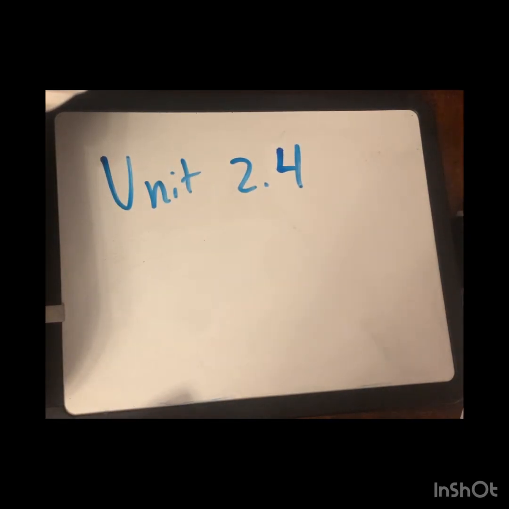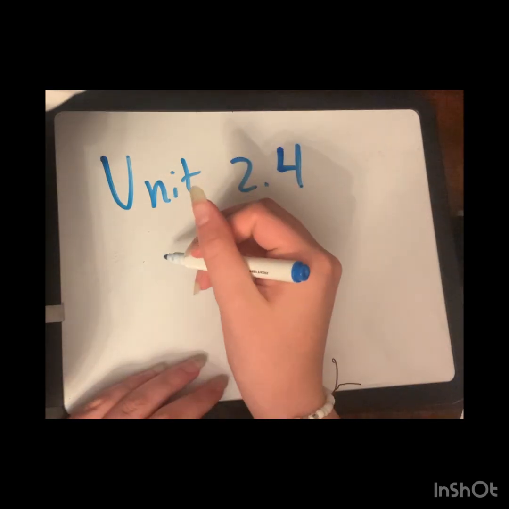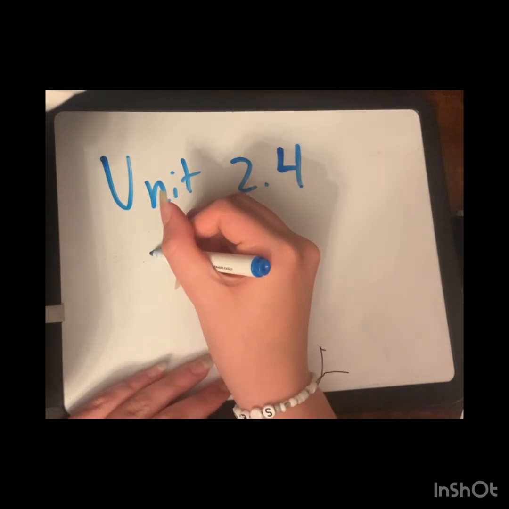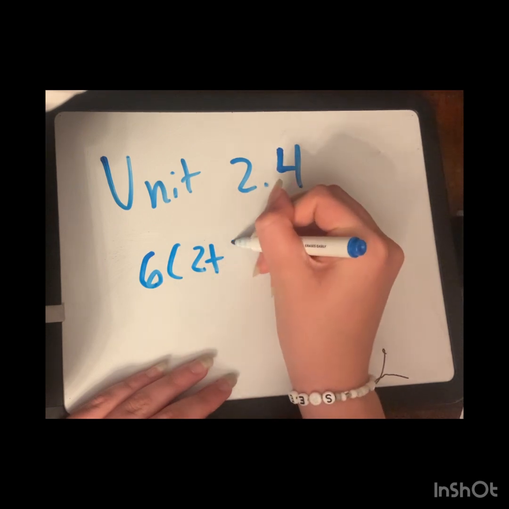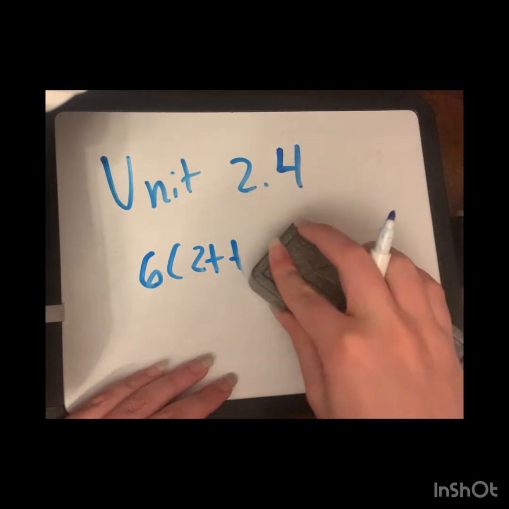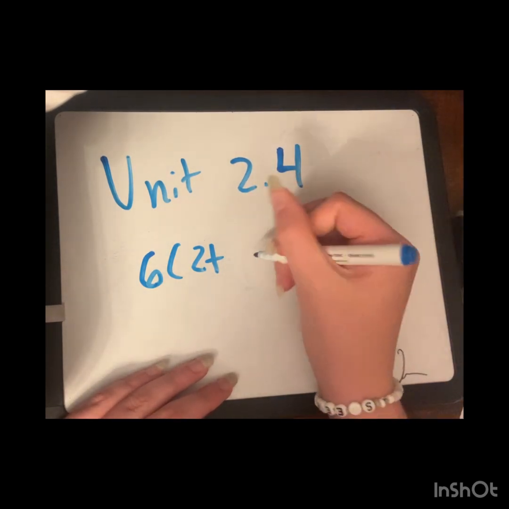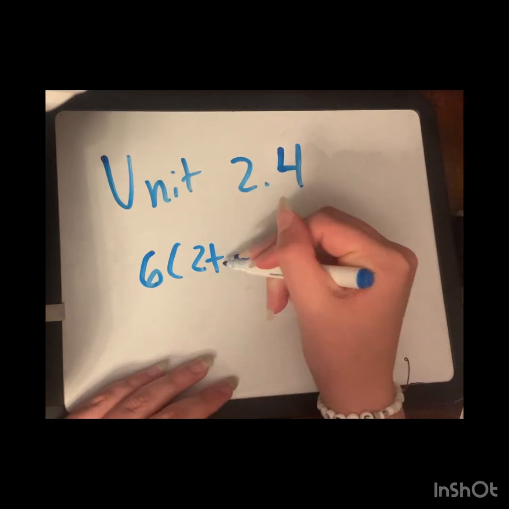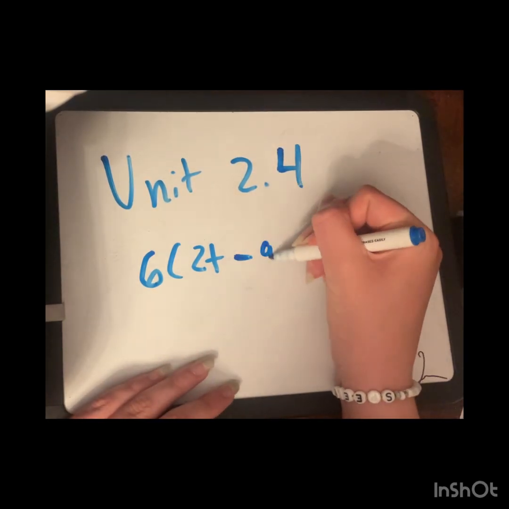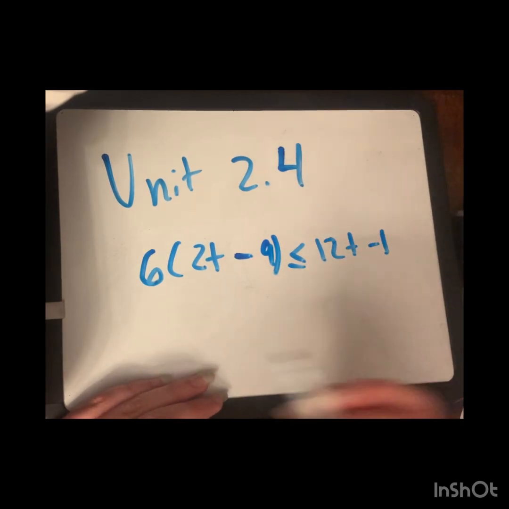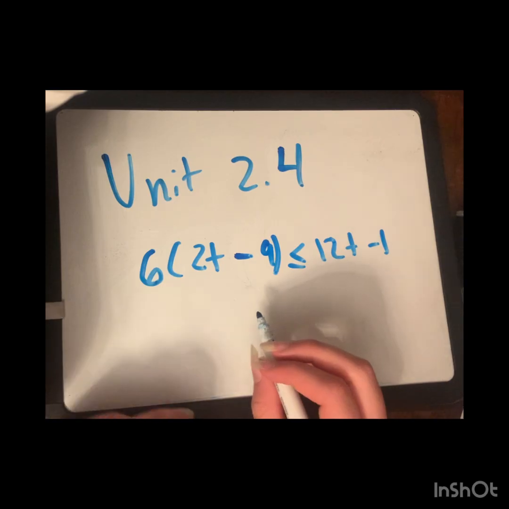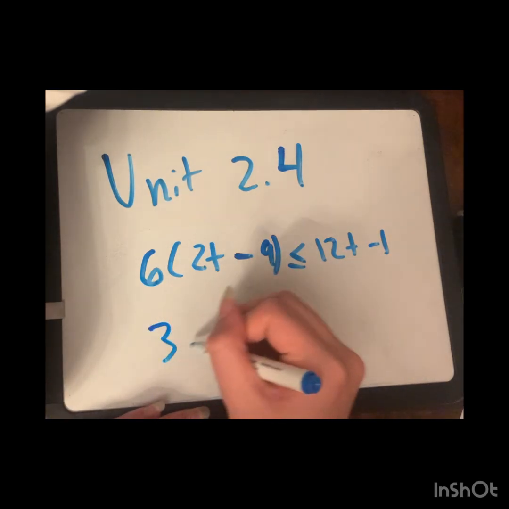Okay, guys, so unit 2.4, let's get to it. We have to solve an inequality for multi-step equations. A multi-step equation looks like this. Okay, I'm just going to make it a minus so it doesn't confuse us because this is a t. So minus 9 equals 12t minus 1. Now, all of the inequalities do not all look this hard. They can also look like this.